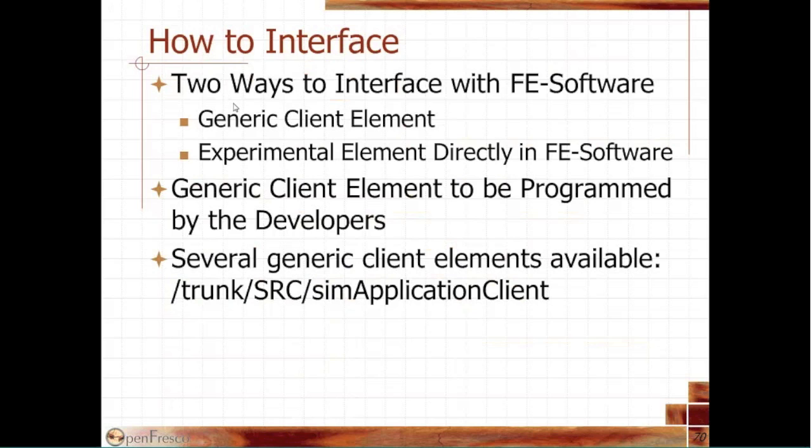And so once you have that user interface in the finite element software, there are two ways to approach this, and I already pointed this out earlier. You can either implement a generic client element, which you only have to do once because it's generic, or you implement an experimental element directly into that software, which then means that you would have to redo this every time you test a different element. So if you have a beam column, you would do that.